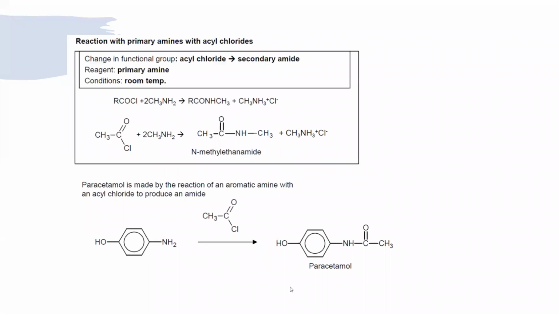Reaction of acyl chloride with primary amines. If we have an acyl chloride, for example, C double bonded with O and Cl, that is acyl chloride, or ethanoyl chloride, and it is reacted with an amine, what will be the result? This will lead to the formation of an amide.